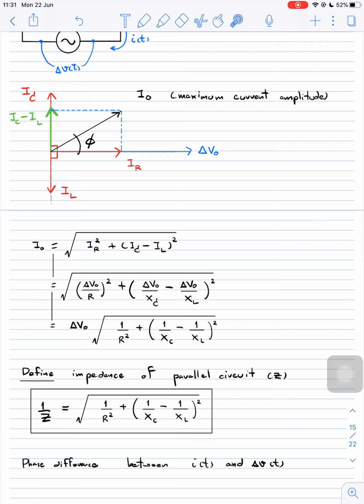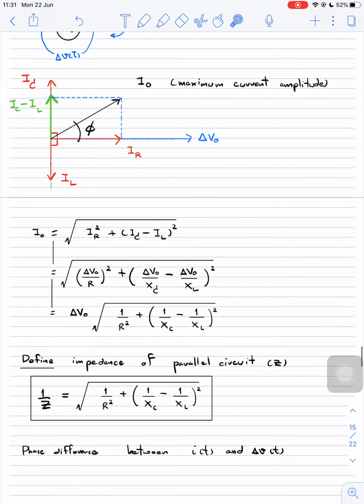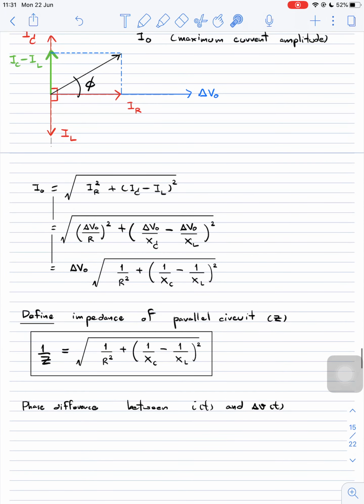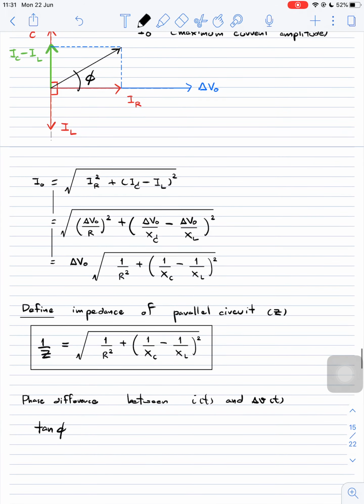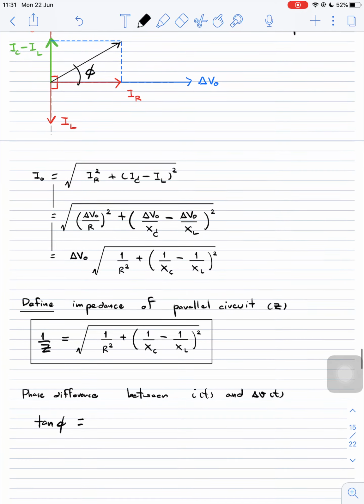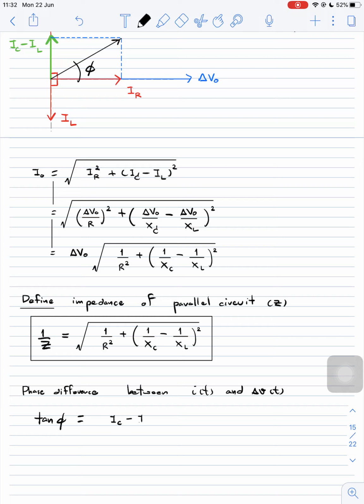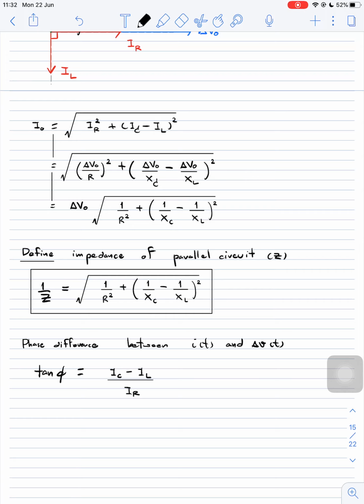From this phasor diagram, you can see that the phase of the current is leading the phase of the potential difference by phi. Then we have that the tan phi equals the opposite over the adjacent. The opposite equals this one, it's just equal to the IC minus the IL, and then over the adjacent. Adjacent is just equal to the IR.